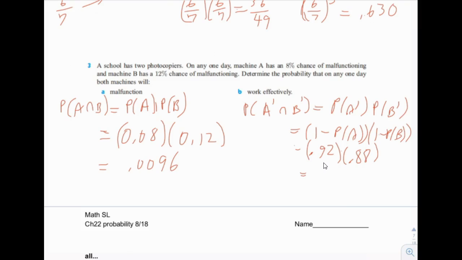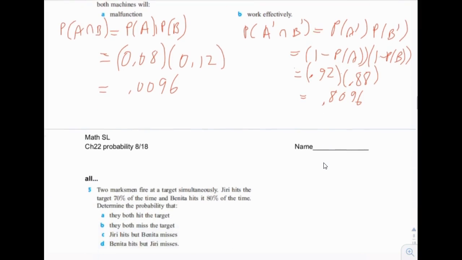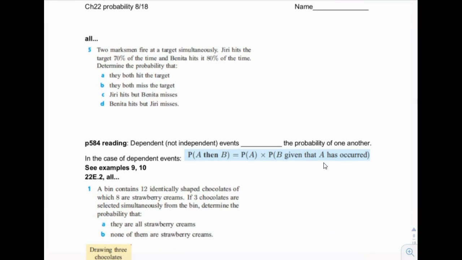0.92, 0.88. When I get decimals, I go ahead and multiply it all out, right? If I have fractions, usually I just leave it in a reduced fraction. Kind of a good rule of thumb.